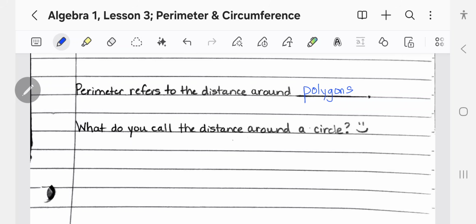Now, when you get to circles, what do you call the distance around a circle? Have you ever encountered that in your math experience? I think you probably have. I will give you a clue that it starts with a C, just like circle. In the next video, we'll discuss how you find the perimeter around a circle. It has a different name.